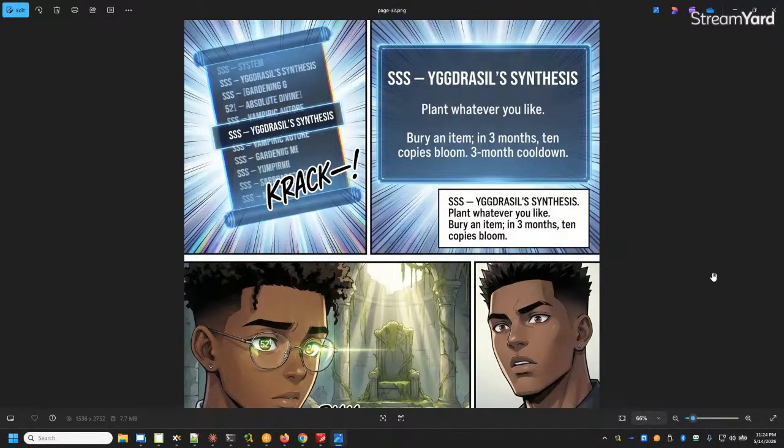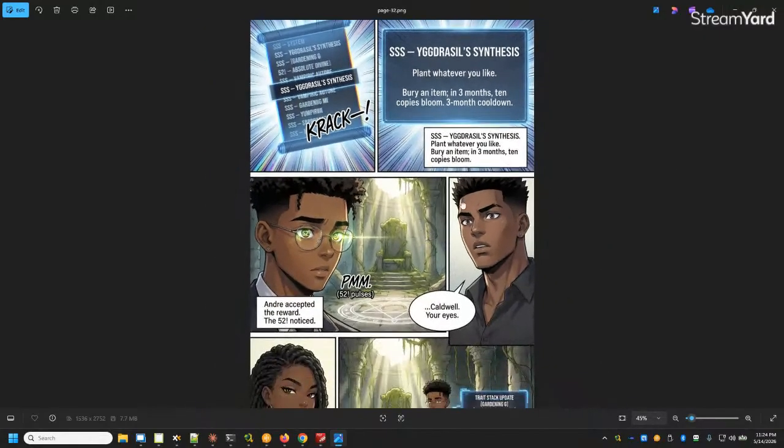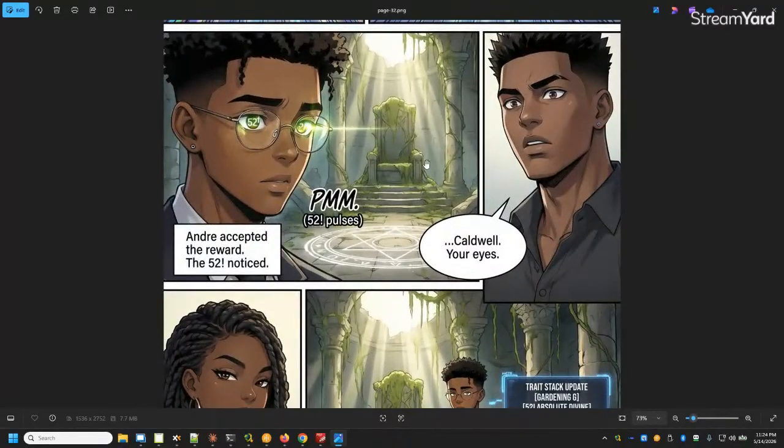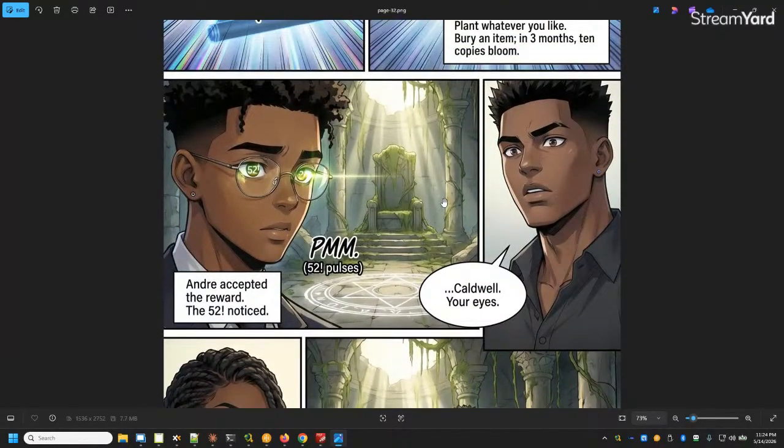And again, if you apply factor 52 to the 3 month cooldown and the 3 month growth time window, now you can grow whatever you want and it'll grow instantaneously with no cooldown. Completely busted. He doesn't know yet, but it's completely busted.